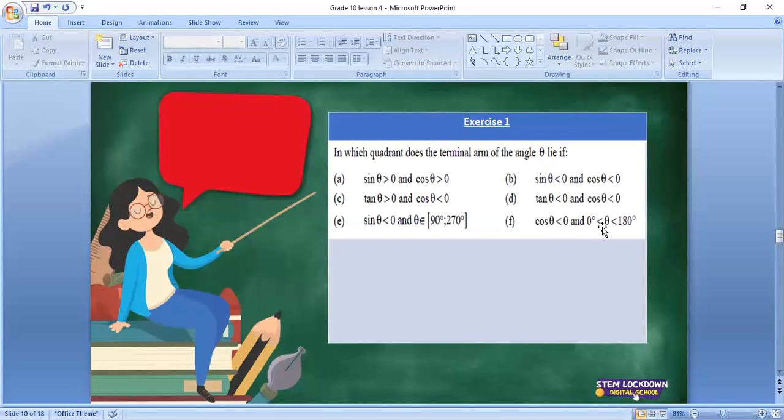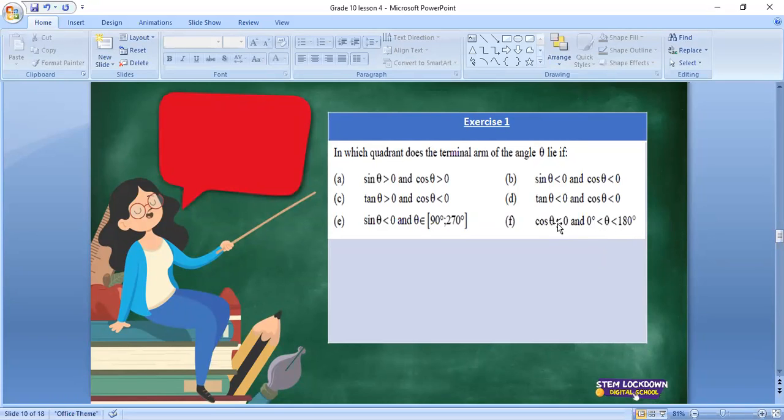If 0 is less than theta, and at the same time theta is less than 180. Because if 0 is less than theta, that means theta must be greater than 0. So theta is greater than 0, but theta is less than 180. That means the angle we're talking about is between 0 and 180.